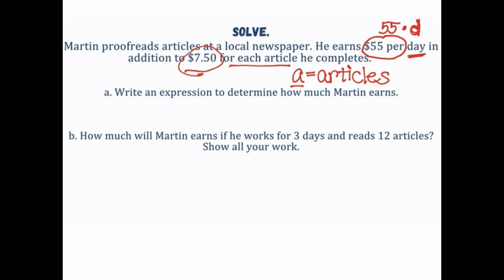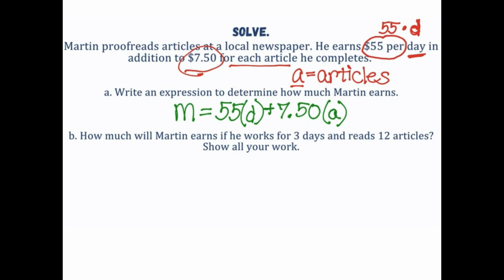So now they want us to write an expression to determine how much Martin earns. So Martin's earnings is going to be equal to the $55 per day he's receiving, so $55 per day, plus the $7.50 he's earning per article. So there is our expression. That will help us figure out the answer to part B.